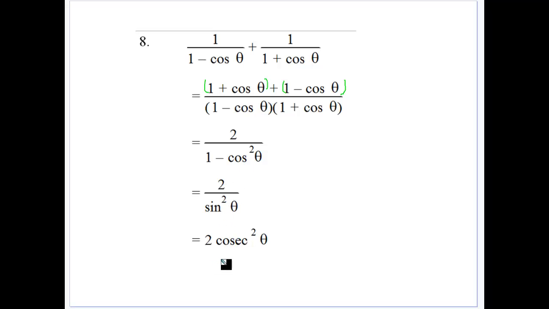And 2 on sine gives us cosec. So there's our simplification of those two fractions. So look for the fractions, see if you can factorize anything out again. It's always easy to factorize. If you can do that, that makes life easier.